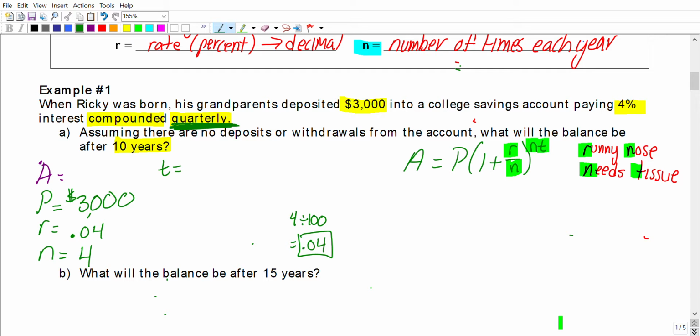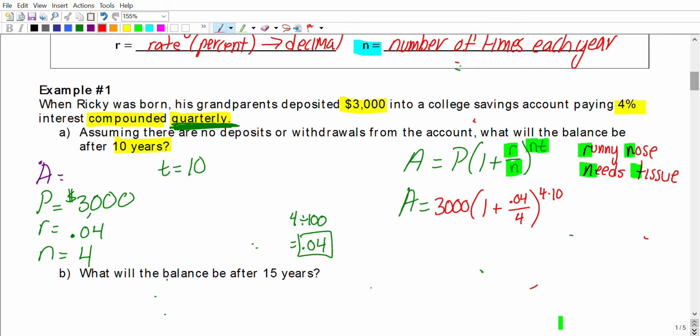Finally, down at the bottom it says, assuming that there are no deposits or withdrawals from this account, what will the balance be after 10 years? So that is the final piece of the puzzle. Now I can start substituting things in. So this is going to be A equals my principal, which is 3,000, times 1 plus R, which is 0.04, over 4, and then we have a 4 and a 10.